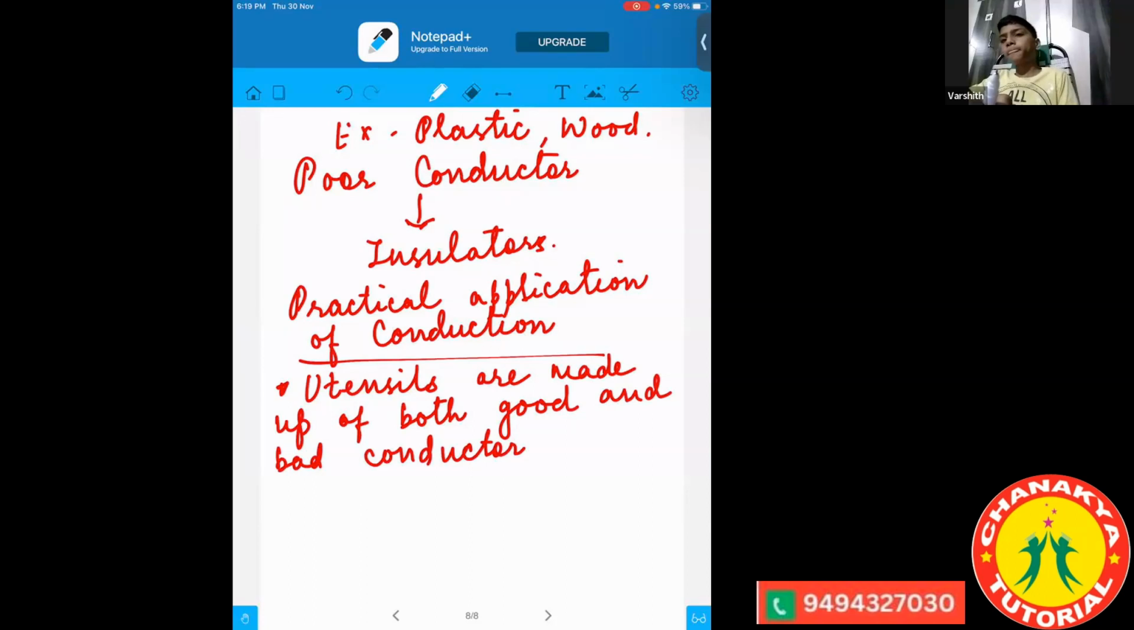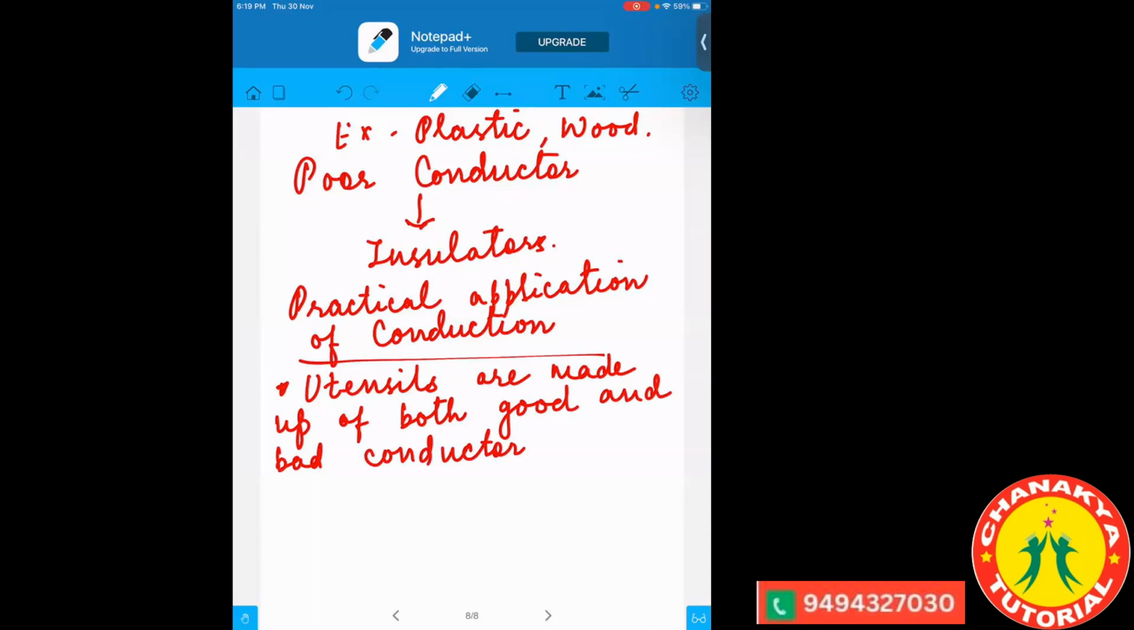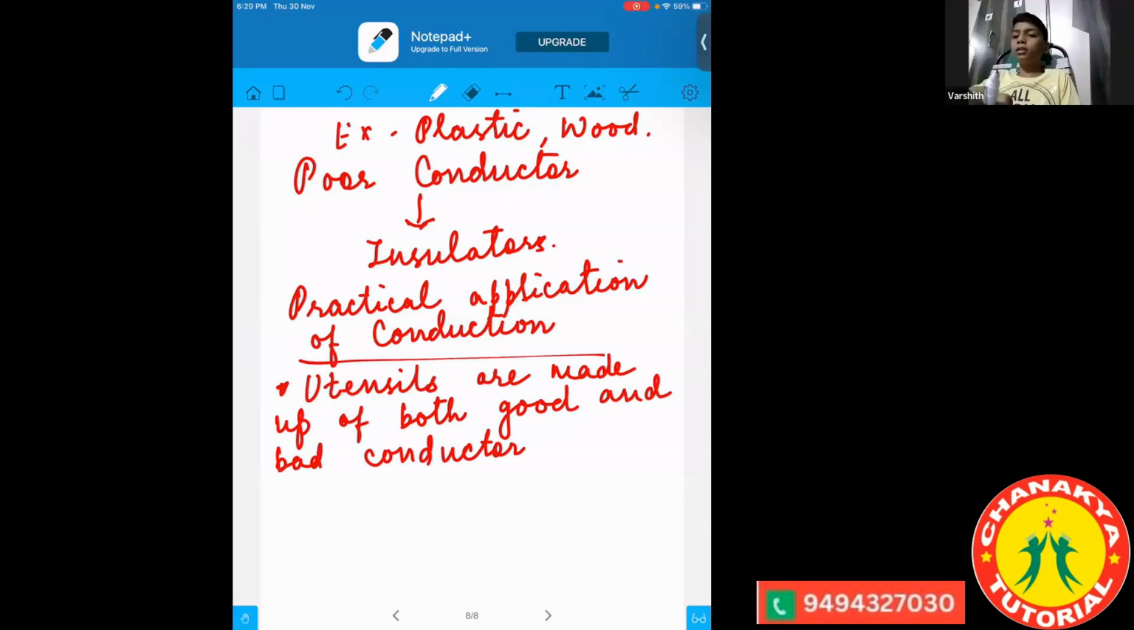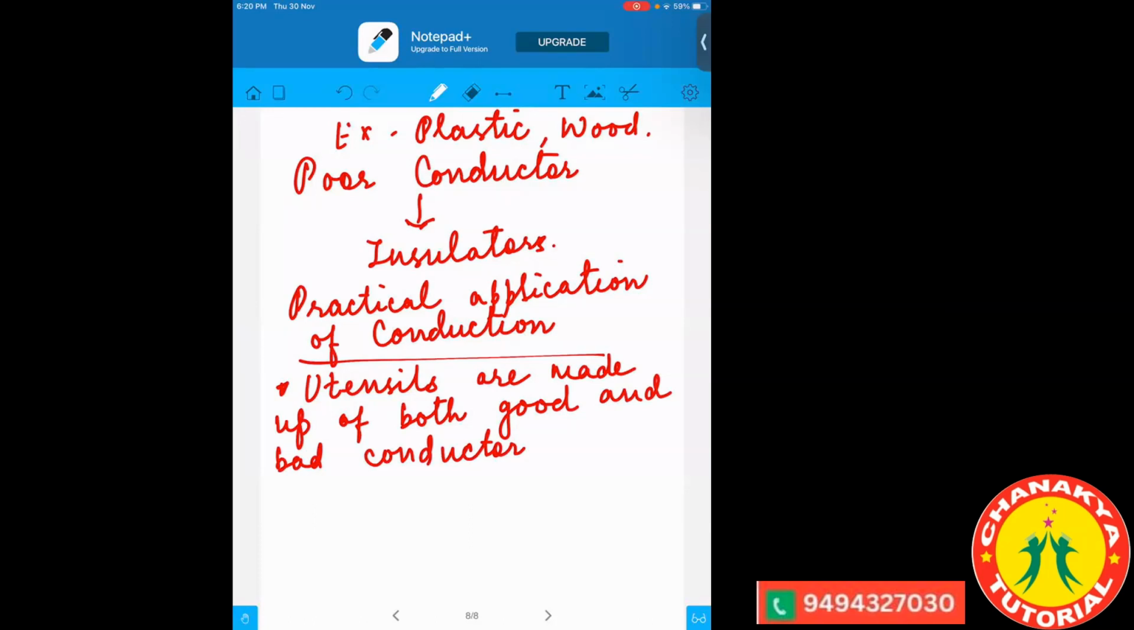Ma'am, because the handle of the utensil is plastic and the utensil is made up of iron or so. Very, very good. So utensils basically have both things together. They have the good conductor also, and they have the bad conductor also. With the good conductor, the heat will pass easily, but with the bad conductor, the heat will not pass.